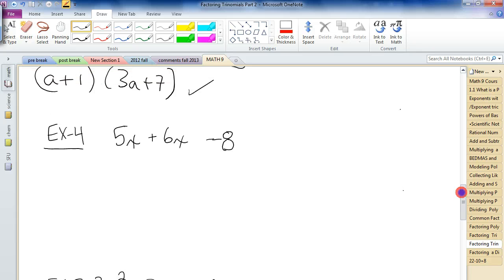Let's keep it going. This time we got a negative sign. This times that, 5 times negative 8, negative 40. Common factors: 1, 40. 2, 20. 3, 4. 4, 10. 4, 5, 5 times 8. 6, 7. That's it. Now, they have to equal negative 40, and they have to add to positive 6.